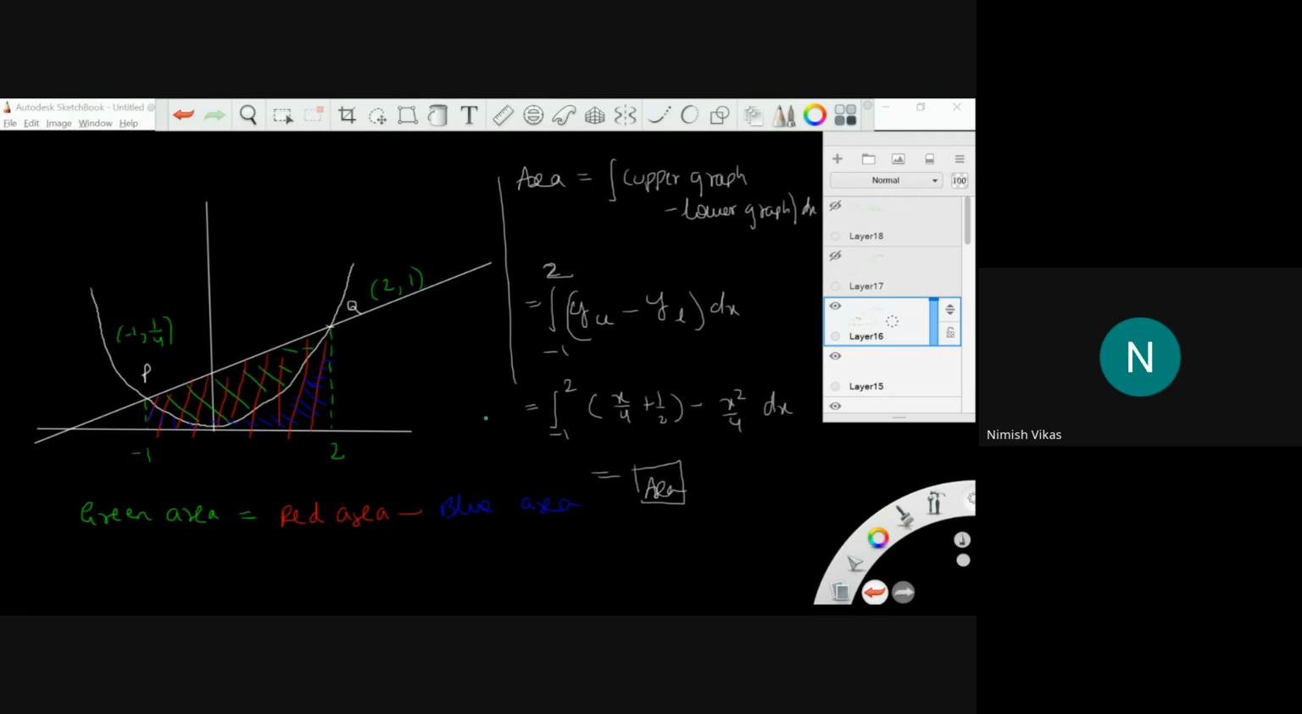Any other type of parabola and straight line? Anybody wants to ask a similar scenario? Can you do the same thing for a y square is equal to 4x kind of parabola? 4x. Okay.